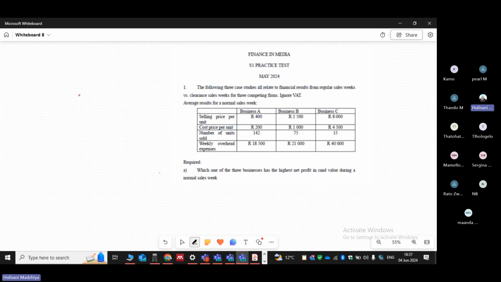So to answer the first question, we are going to apply the income statement approach because we're being requested to calculate the net profits in rands value. Since it says in rands value, every item that we're going to calculate needs to be in total value of rands, not just per unit, but in total cost. So for example, I'm going to start with business number A.